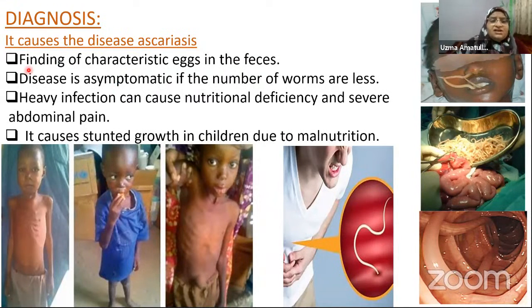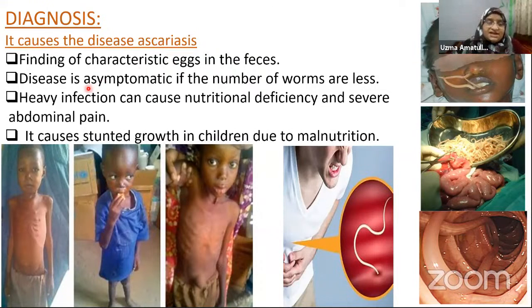Now here, characteristic eggs. Which are those eggs? Mammillated eggs. If mammillated eggs are seen in the feces, in the fecal matter, in the excreta, that is in the stool of the person, then you can say that this person is suffering with ascariasis. It causes ascariasis.